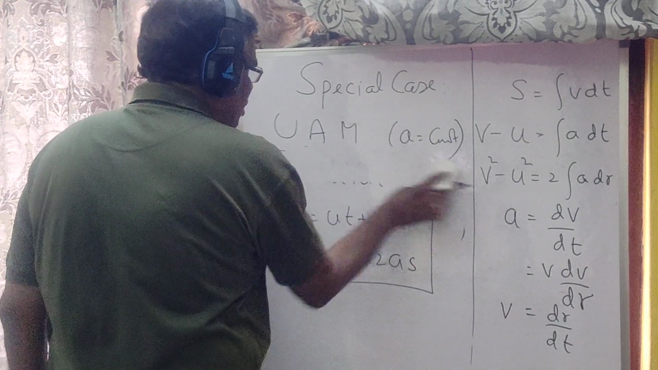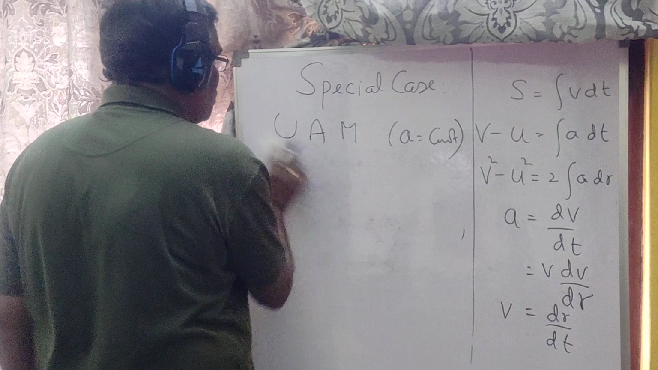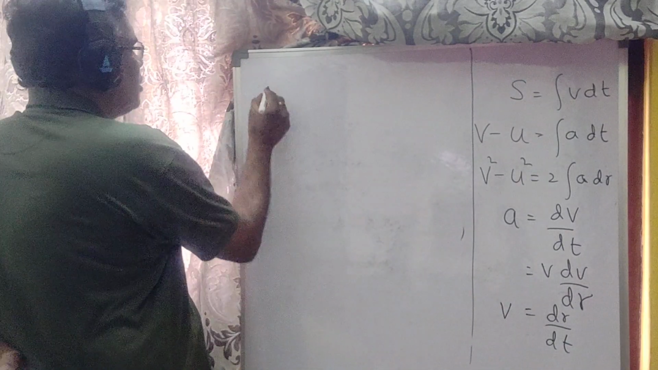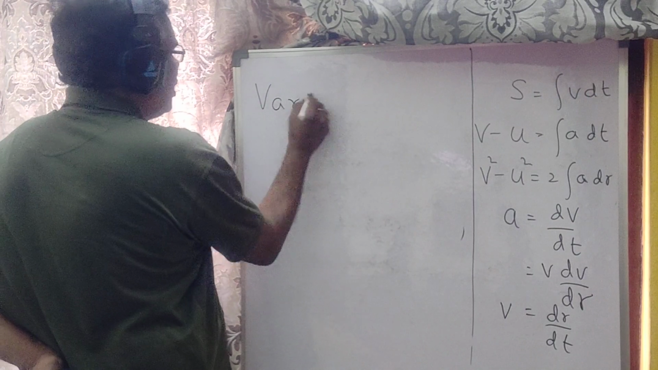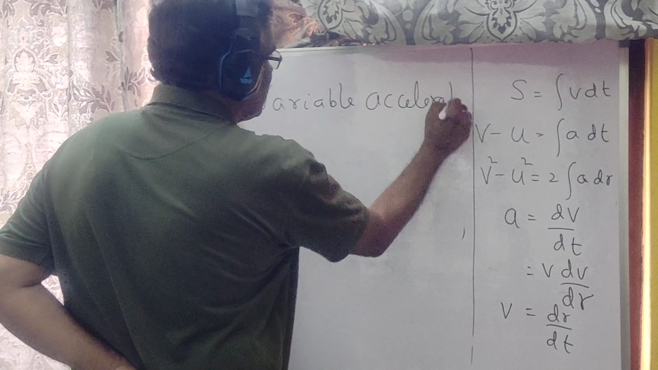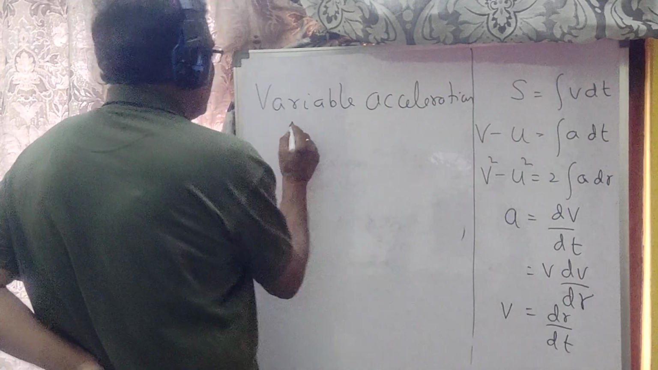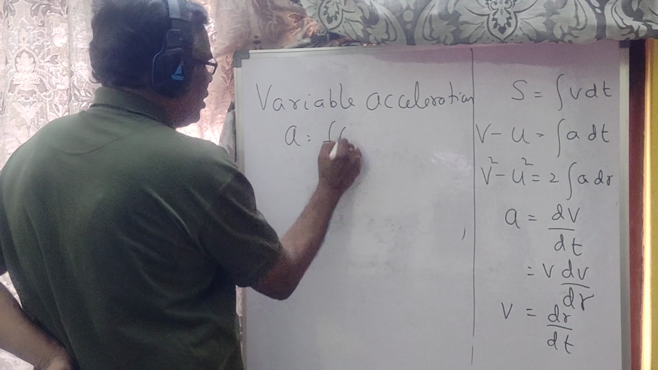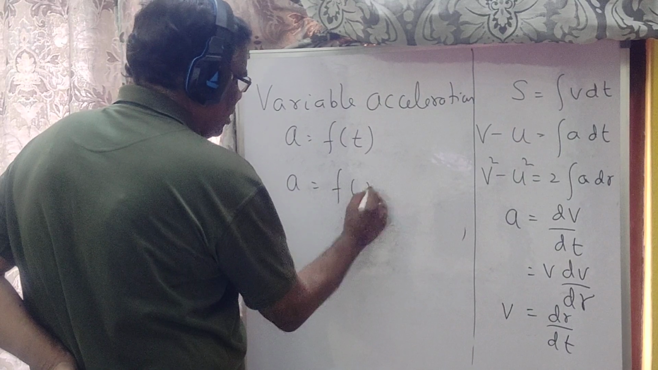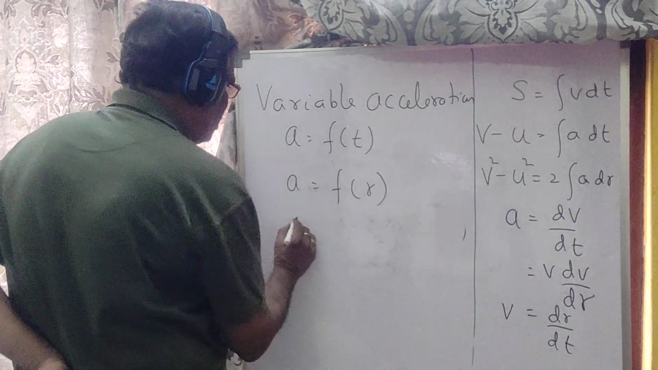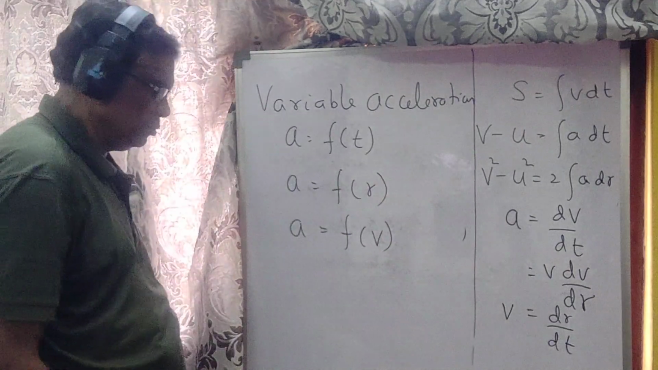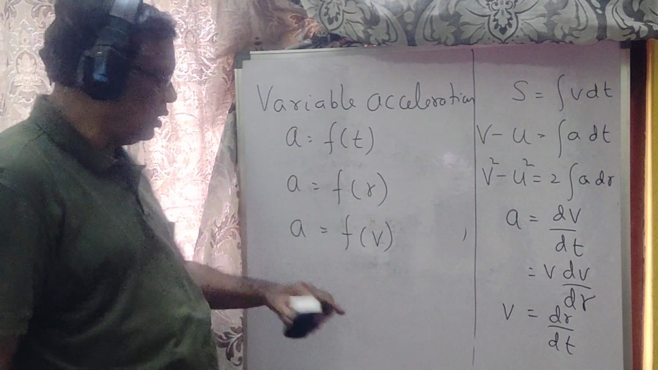For example, now this is already known to you. Now I will not go with a as constant. Instead, I would write it as variable acceleration. What is variable acceleration? A could be a function of time. A could be a function of position or displacement. A could be a function of velocity. All these three are possible.